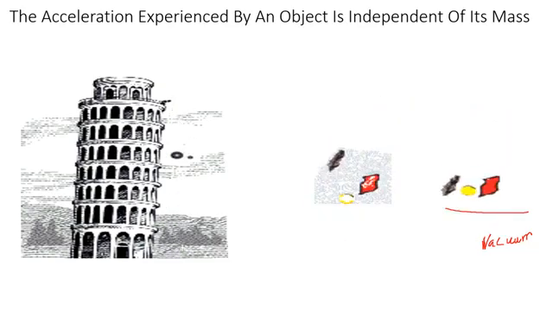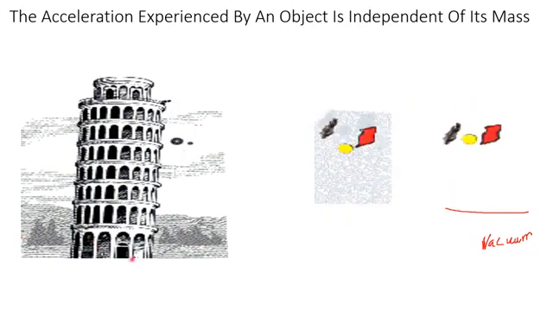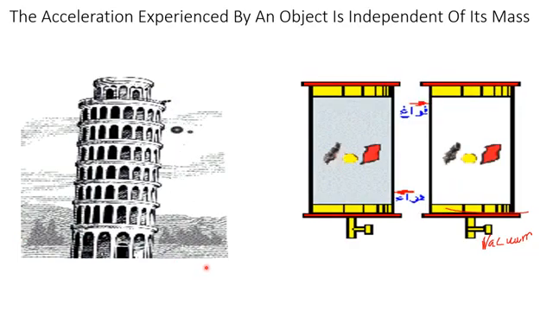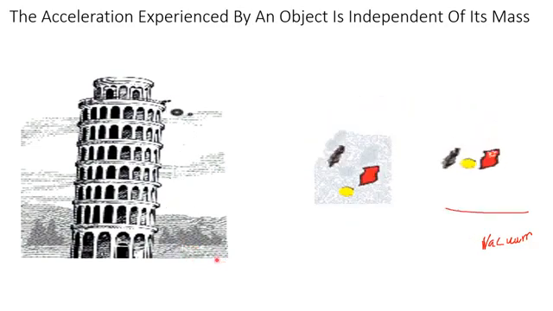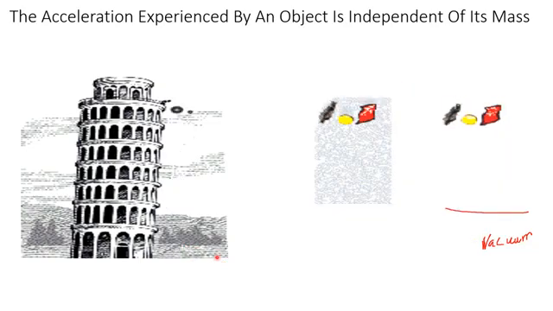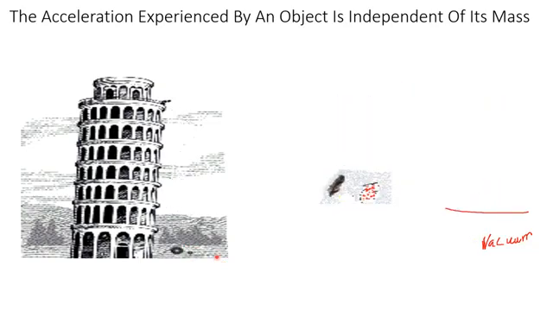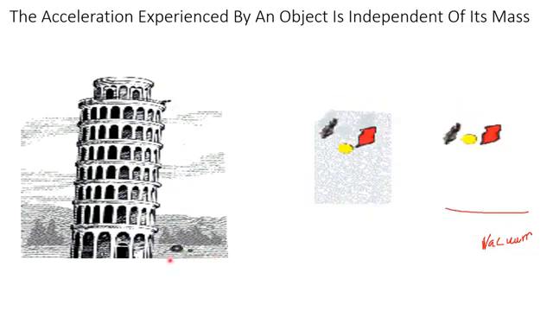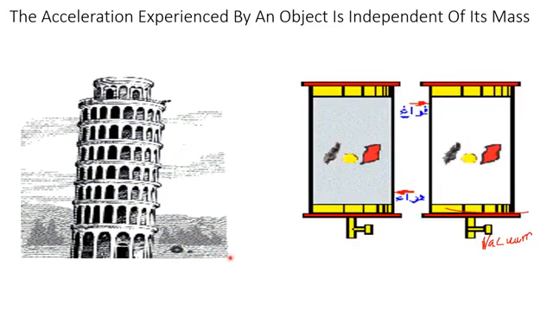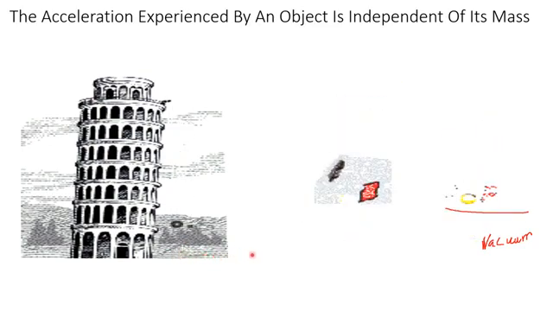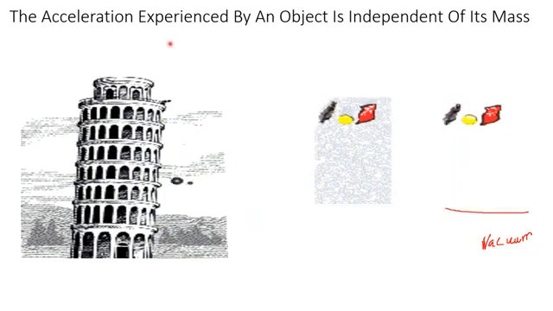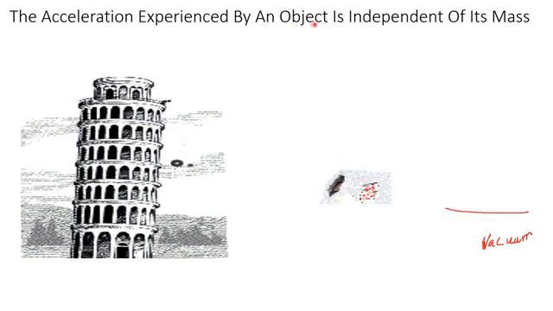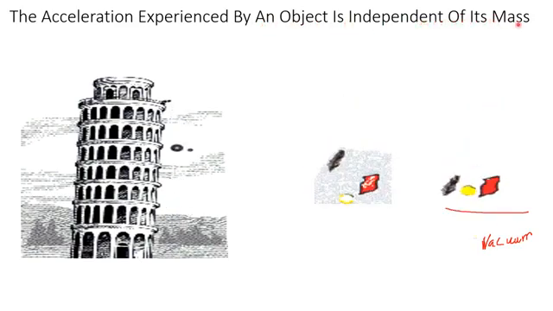This experiment was conducted first by Galileo Galilei, and he said that the acceleration due to gravity doesn't depend upon the mass. Irrespective of the mass, irrespective of the weight of an object, the object is going to fall at the same time. It is going to touch the ground at the same time. The acceleration experienced by an object is independent of its mass.